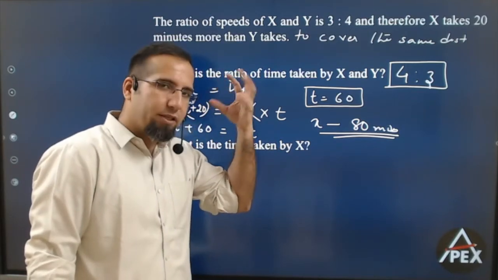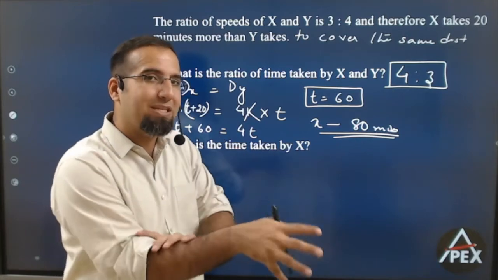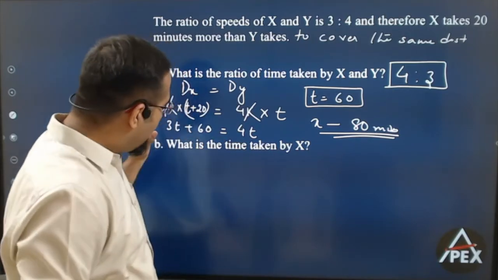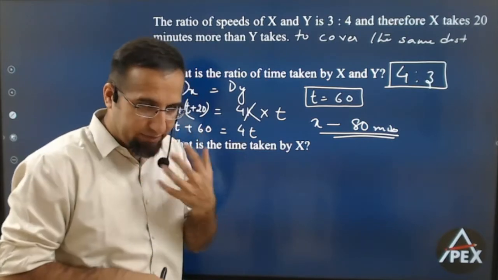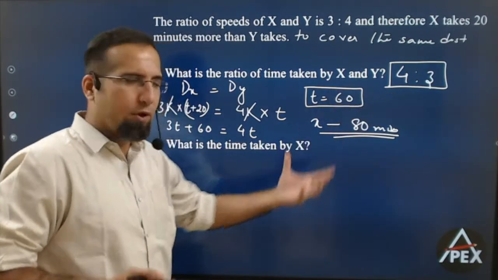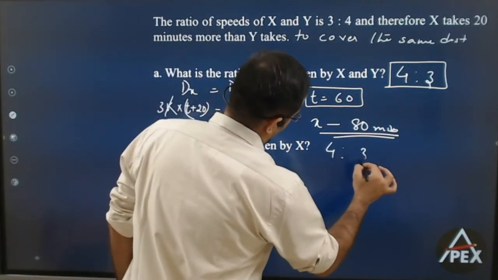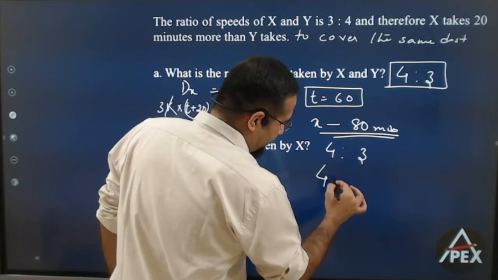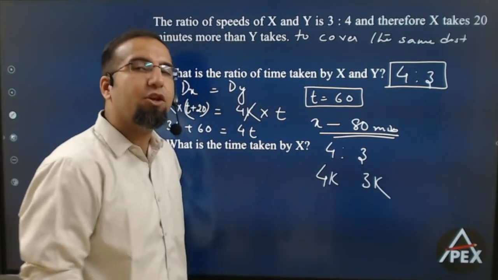Whenever I know that distance is constant, the first thing that should come to a student's mind is the proportionality between speed and time. Now, what is the time taken by x? This question is asking us the exact time taken. Let's try to use the ratio here, because if the ratio of time taken is 4:3, let's say x takes 4k minutes and y takes 3k minutes.